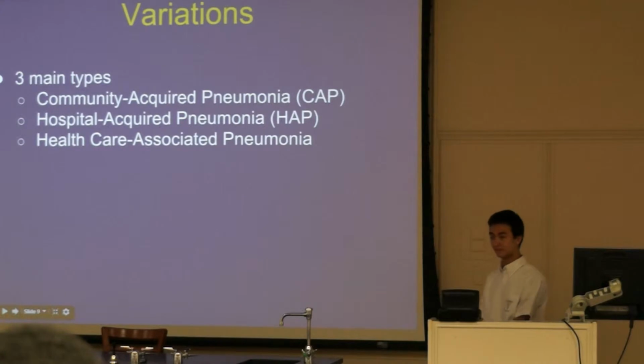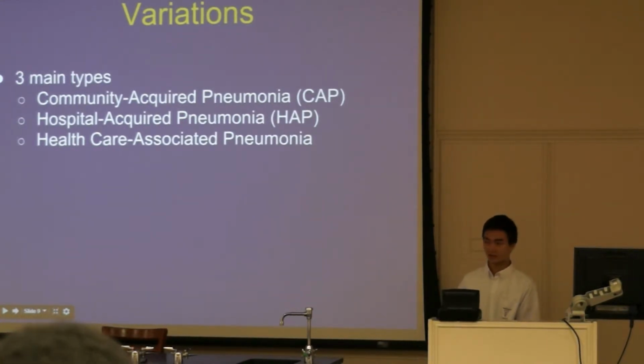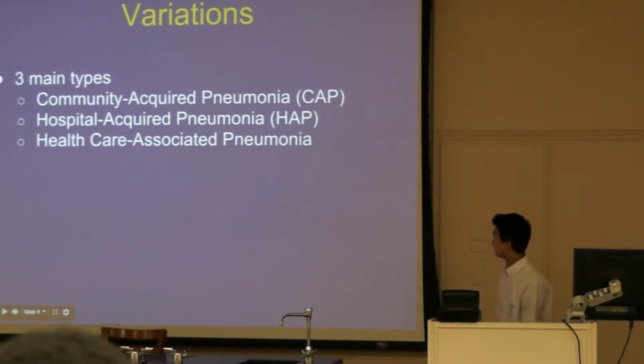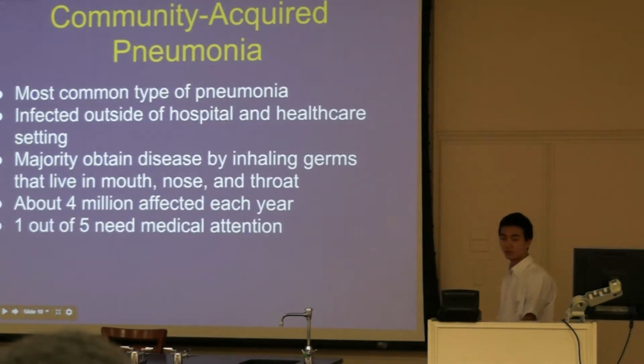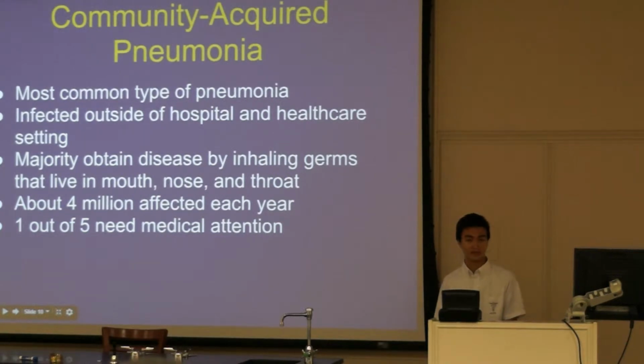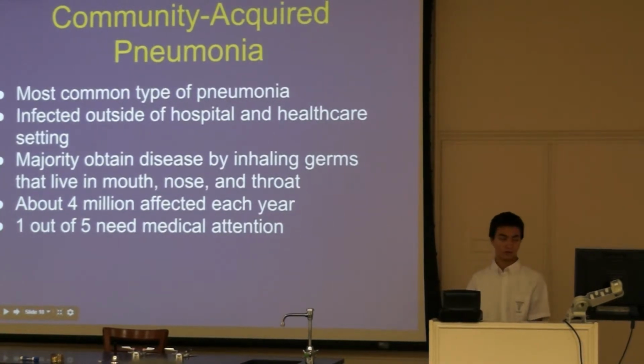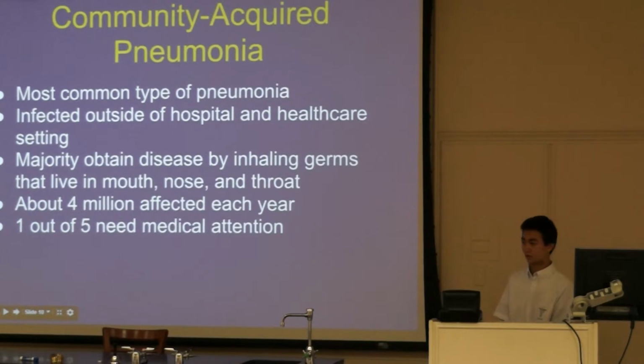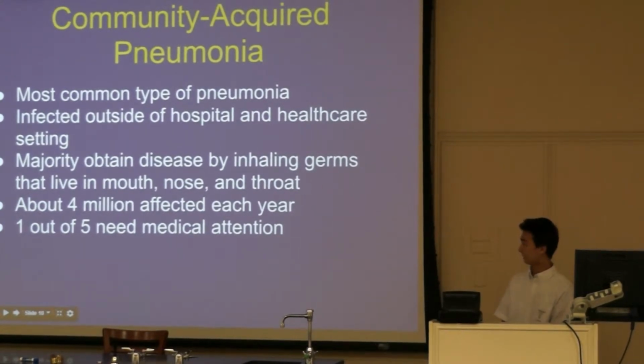There are three main types of pneumonia: community-acquired pneumonia, hospital-acquired pneumonia, and healthcare-associated pneumonia. Community-acquired pneumonia is the most common type of pneumonia, and the patients are infected outside of the hospital and healthcare setting. The majority of the patients obtain the disease by inhaling germs that live in the mouth, nose, or the throat. About 4 million people are affected each year, and 1 out of 5 people need medical attention.